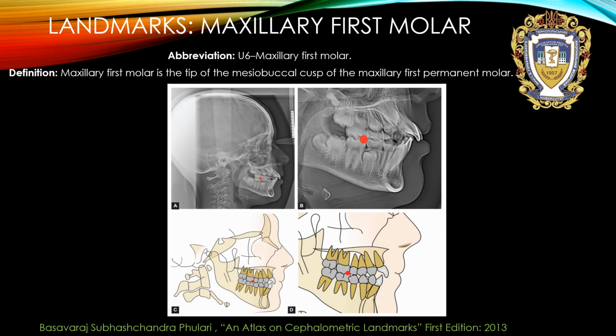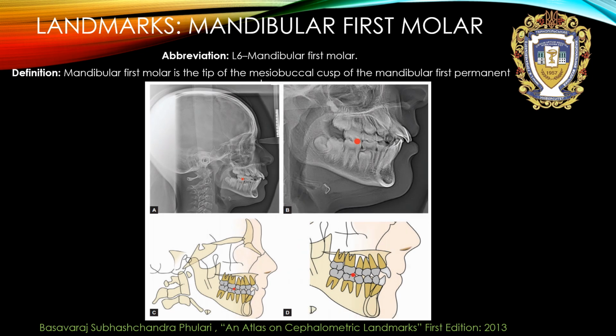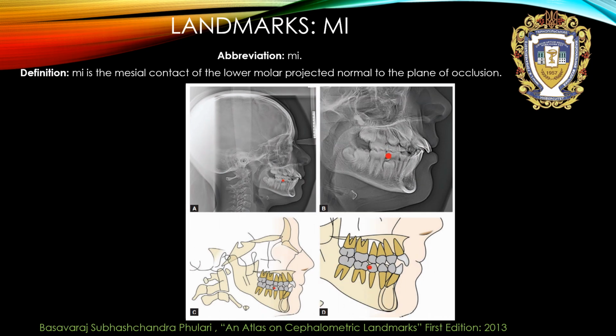Maxillary first molar, U6, upper 6, is the tip of the mesiobuccal cusp of the maxillary first permanent molar. It is the cusp which indicates the big key of occlusion, mesial buccal cusp. Mandibular first molar point, or L6, lower 6, is the tip of the mesiobuccal cusp of the mandibular first permanent molar. L letter means lower.